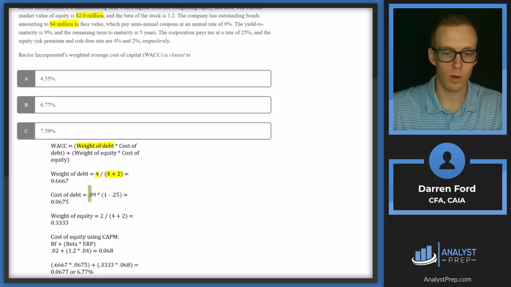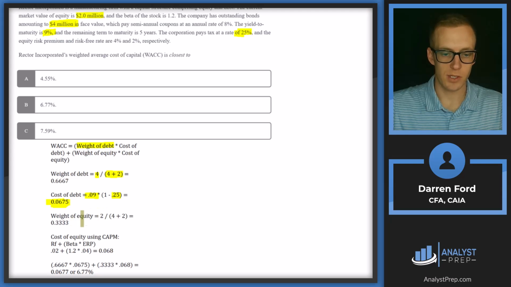Cost of debt now, we're going to be using this yield number. So our 9% yield to maturity is going to be our cost of debt. That's the cost of debt because the yield to maturity is what you would be issuing debt at today if you wanted to issue more debt. And because we can write off interest expense, we do need to take into account the tax rate. So we'll do 1 minus the tax rate. We're given the tax rate here at 25%. That gives us a cost of debt of 0.0675 or 6.75%.